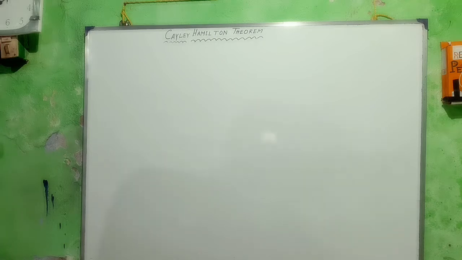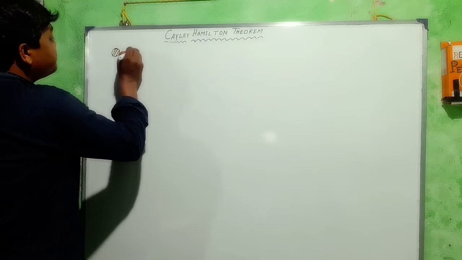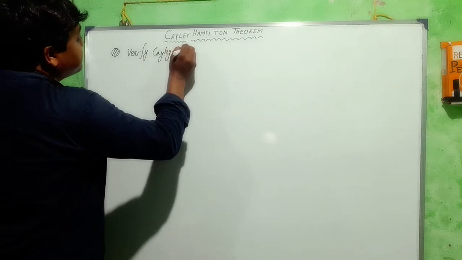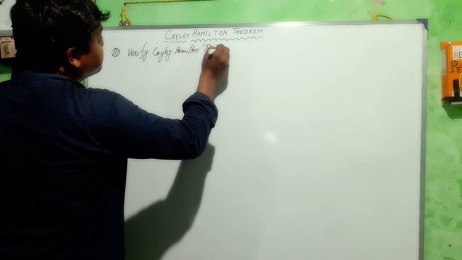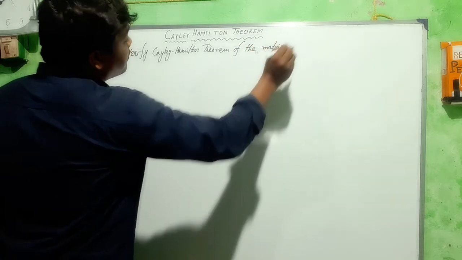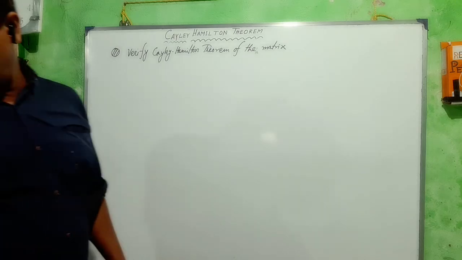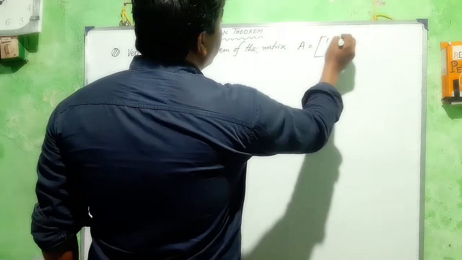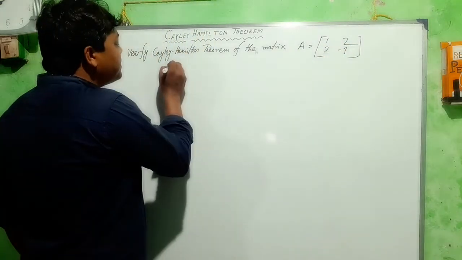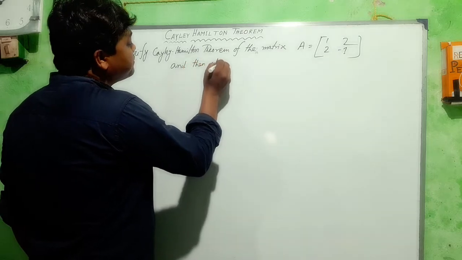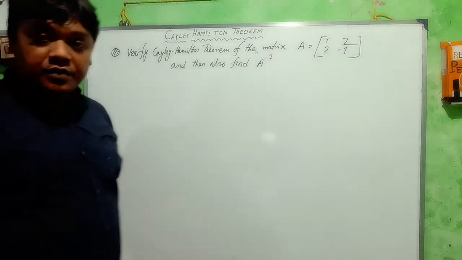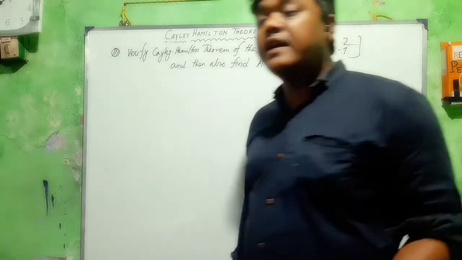Verify the Cayley Hamilton theorem for the matrix A equals 1 2, 2 minus 1, and then also find A inverse. Okay, we have to make clear what the question is. It says that first, verify the Cayley Hamilton theorem.